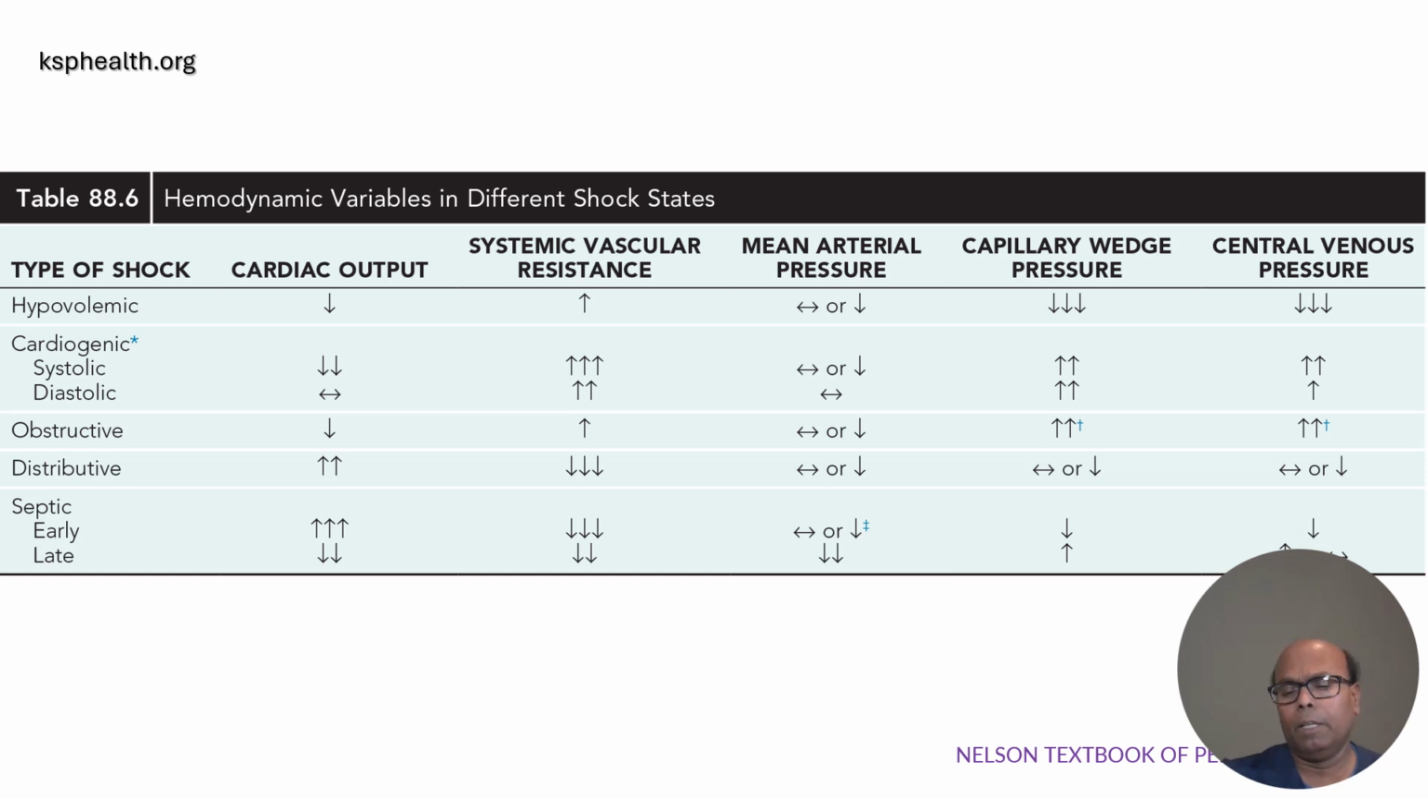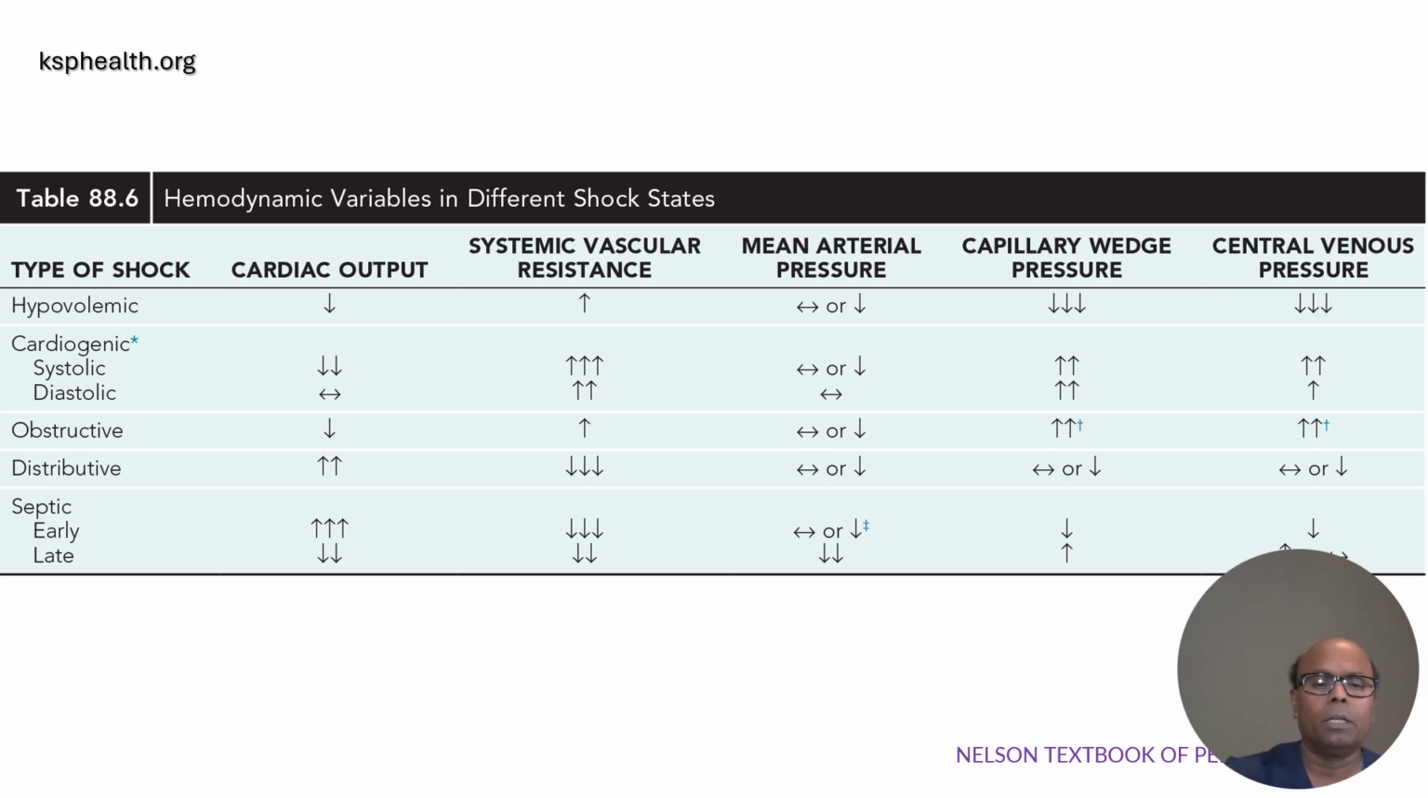We are going to look at different hemodynamic variables in different kinds of shock. The first one being hypovolemia: cardiac output is decreased, vascular resistance is high, mean arterial pressure initially, in a compensated shock, remains normal. In uncompensated shock, blood pressure will become lower. Capillary wedge and central venous pressure both will be lower.